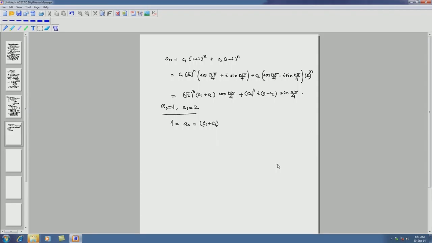We have to note here that if we look at the expression of a n, root 2 to the power n, if n is 0, is 1. The next factor is C1 plus C2, which survives, and then cos 0 pi by 4 is cos 0, which is 1, plus again root 2 raised to the power n is 1, i into C1 minus C2 will be there, but sin 0 is 0. Therefore, the second term does not appear in this expression, and therefore, we get that C1 plus C2 is equal to 1.